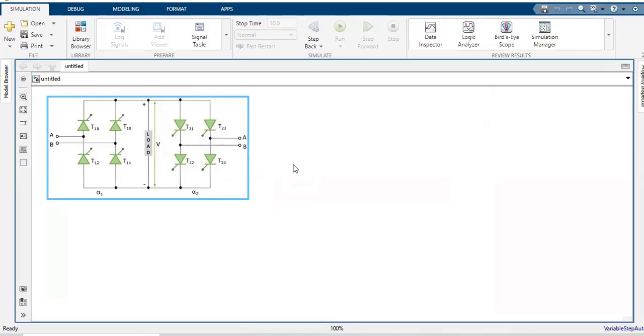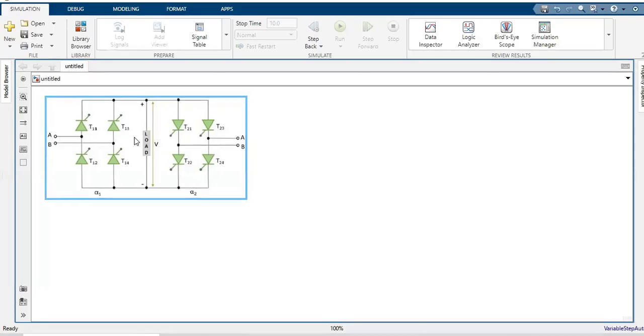A dual converter is a 4-quadrant converter, which is constructed by using two full converters that are connected in anti-parallel, and the load is connected in between them. There are two types of dual converter. One is the non-circulating current mode dual converter, and the other one is the circulating current mode converter. That is, the dual converter can be operated in either of the two modes, circulating current mode or non-circulating current mode. We are going to see the simulation of non-circulating current mode of dual converter.